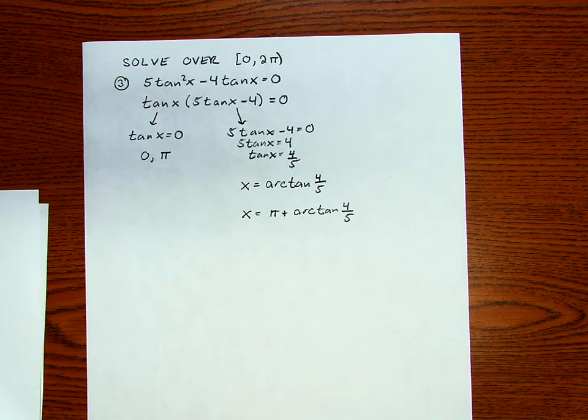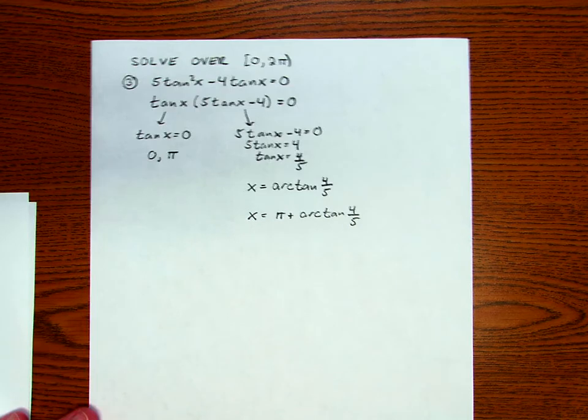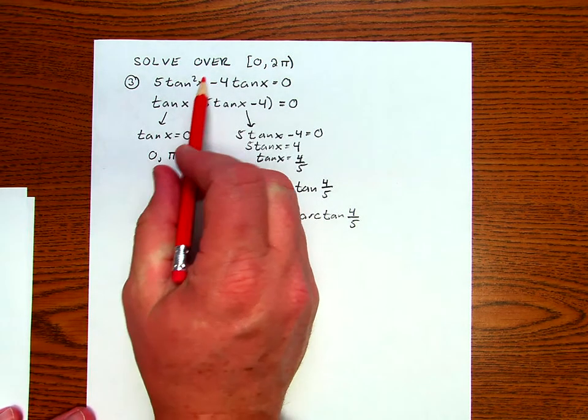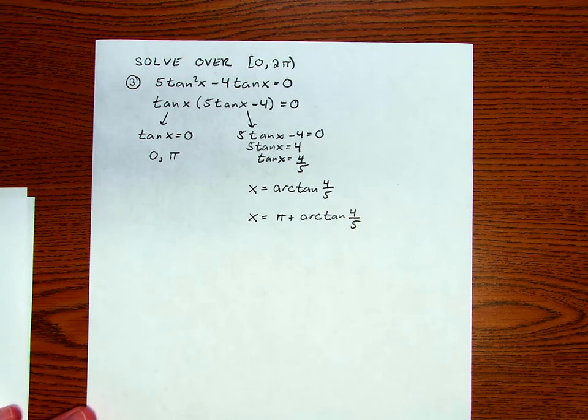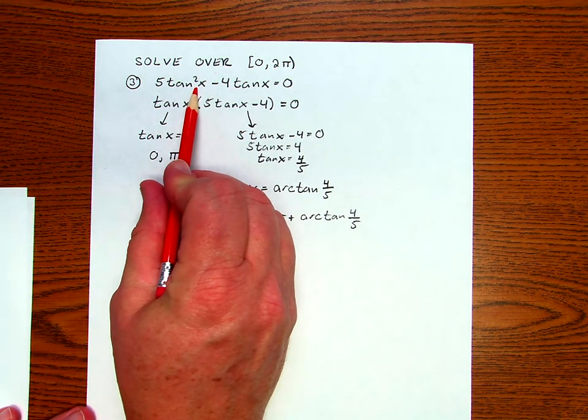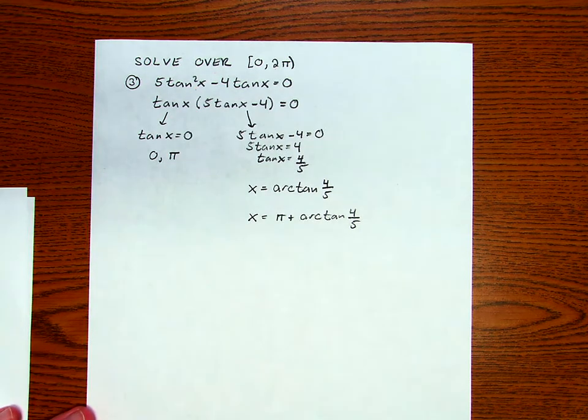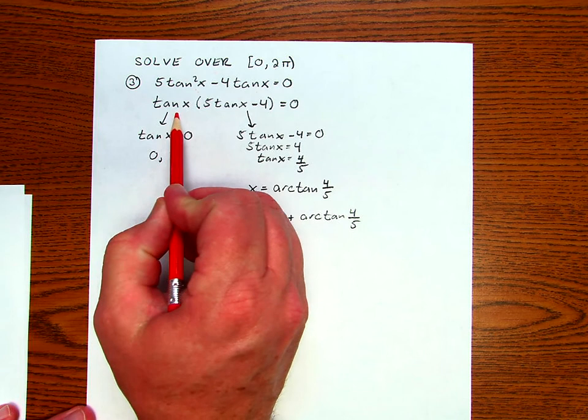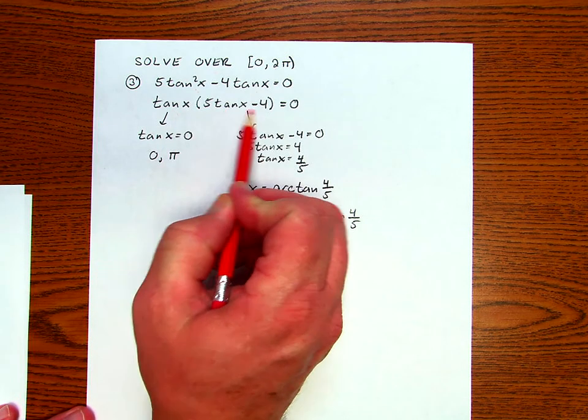All right, third and final example for today. We're still solving the 0 to 2 pi interval. Our equation, 5 tangent squared minus 4 tangent is equal to 0. We have tangents and tangent squares mixed in the same equation. That is our indicator that we probably want to try to solve this by factoring. The factoring that applies here is to take out the GCF of tangent. That leaves this in parentheses.